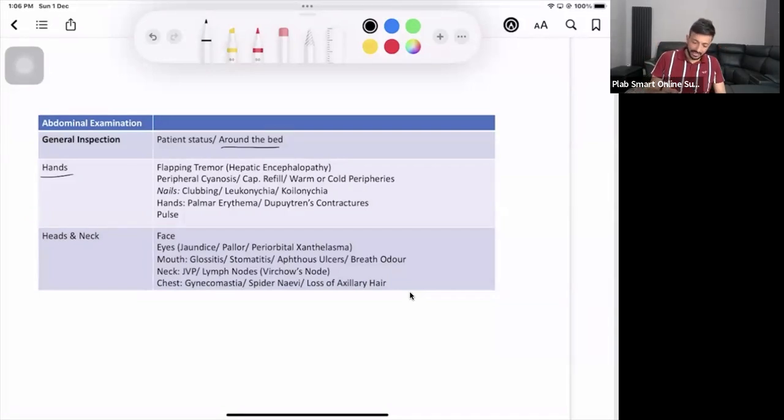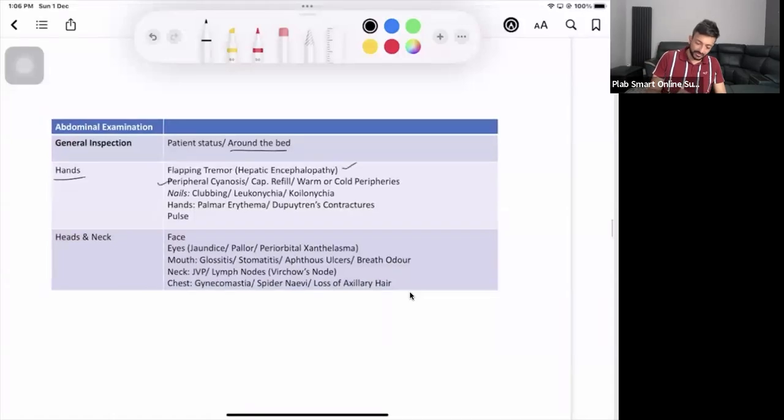So all these things, whether it's flapping tremors, peripheral cyanosis, capillary refill time, nails, nail bed, you can check the shamrock sign, you can check for palmar erythema, and Dupuytren's contracture as well. And maybe you can check the pulse as well.